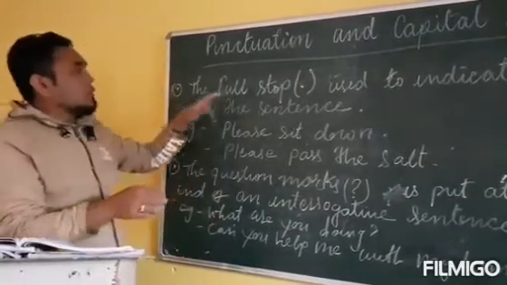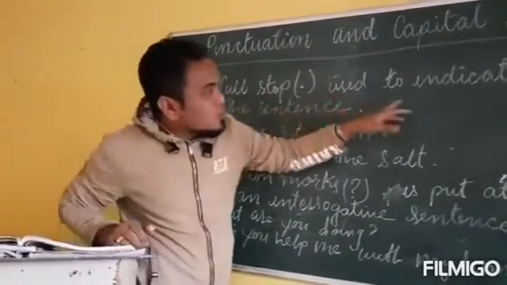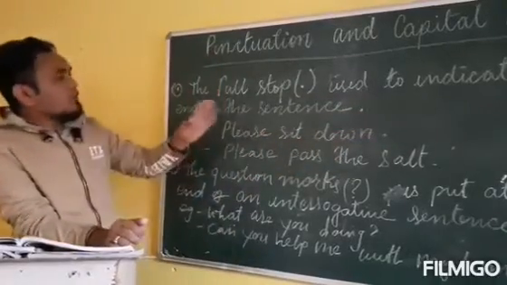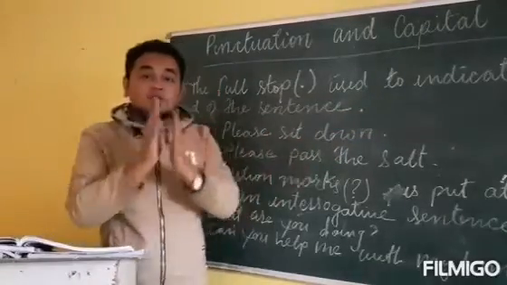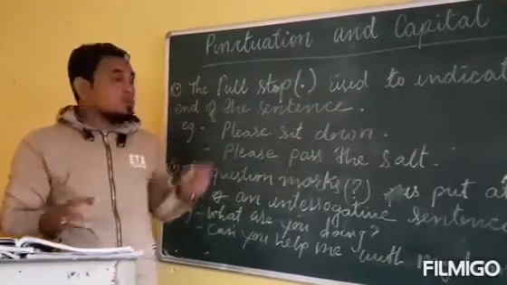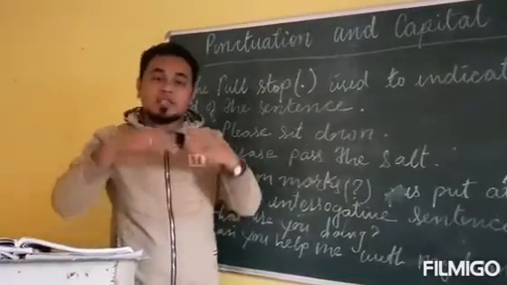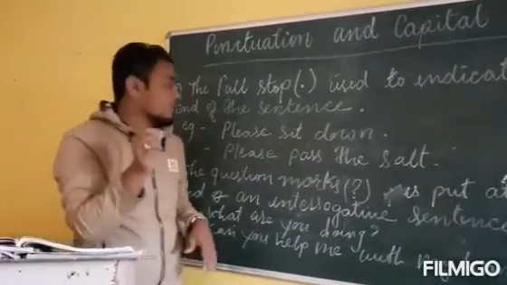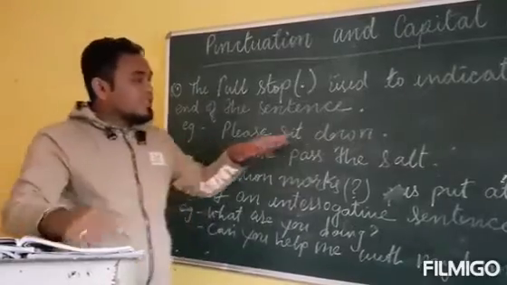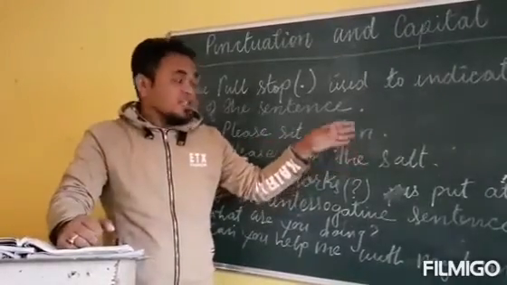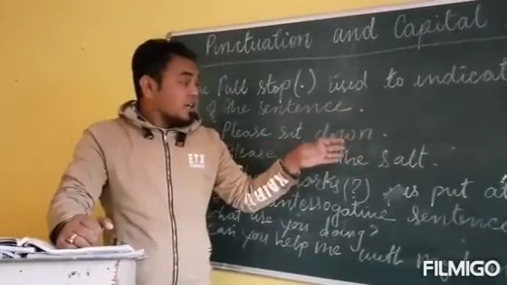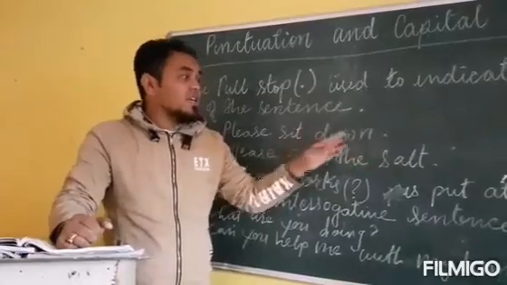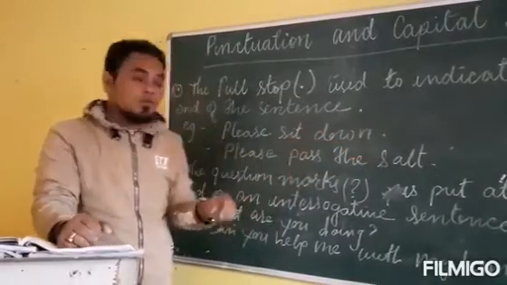The full stop is used to indicate the end of the sentence. When the sentence ends, that time you have to use a full stop. For example, please sit down. This is the end of the sentence. So here you have to use the full stop.